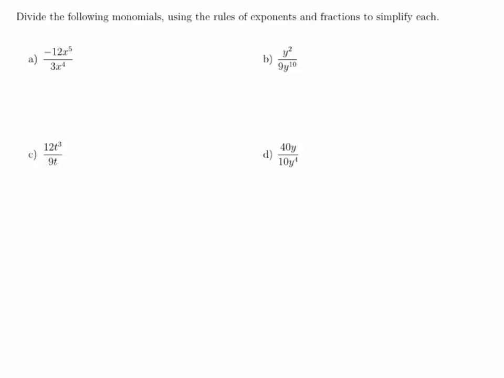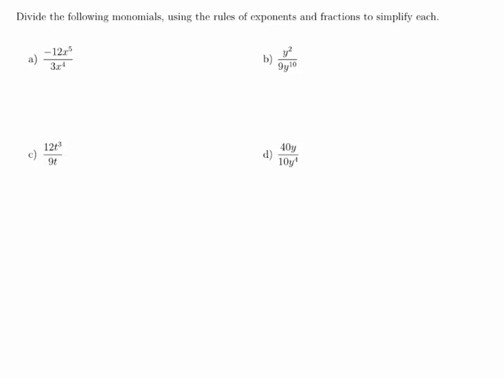In this video, we're going to divide monomials by other monomials and use the rules of exponents and fractions to simplify each. Before we get started, recall that a monomial is simply a polynomial with one term. So if we look at this first example, we have negative 12x to the fifth, that's a monomial, and then it's divided by 3x to the fourth, which is another monomial.